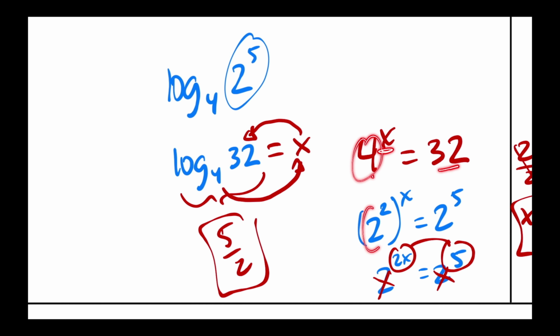Well, change that to 2 squared. Change that to 2 to the 5th. And you notice they both have the same base. Once you know they have the same base, then we know we can drop those bases and just set the exponents equal to each other and find out the result.